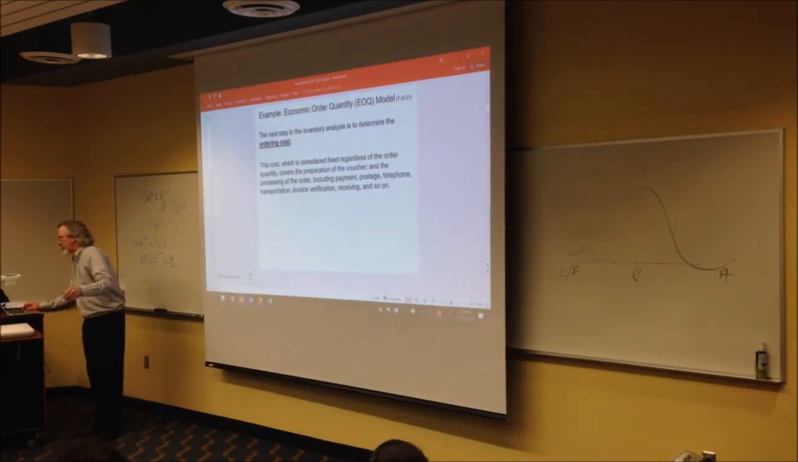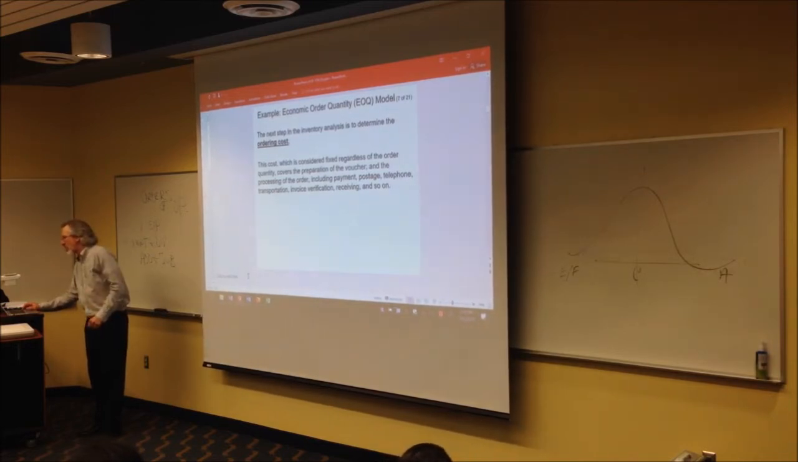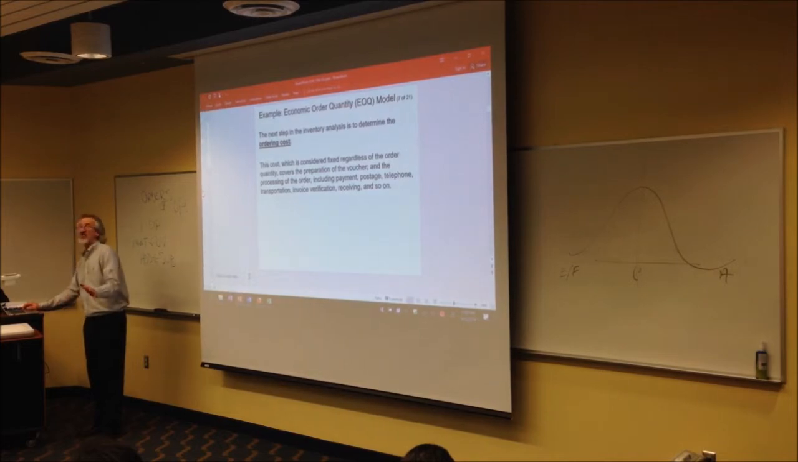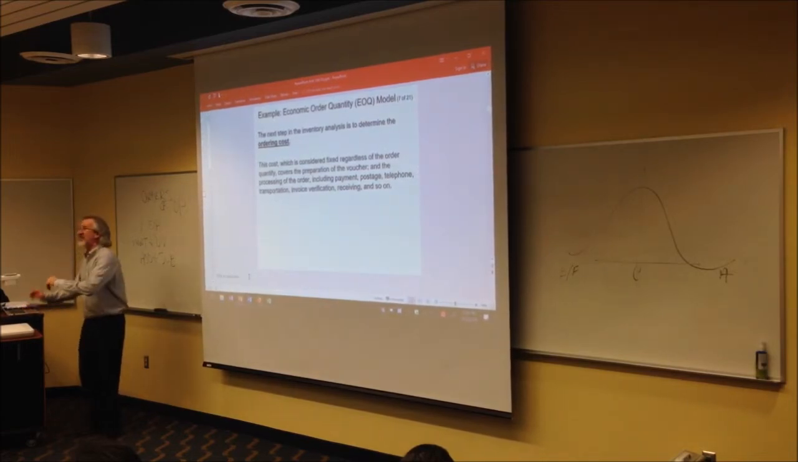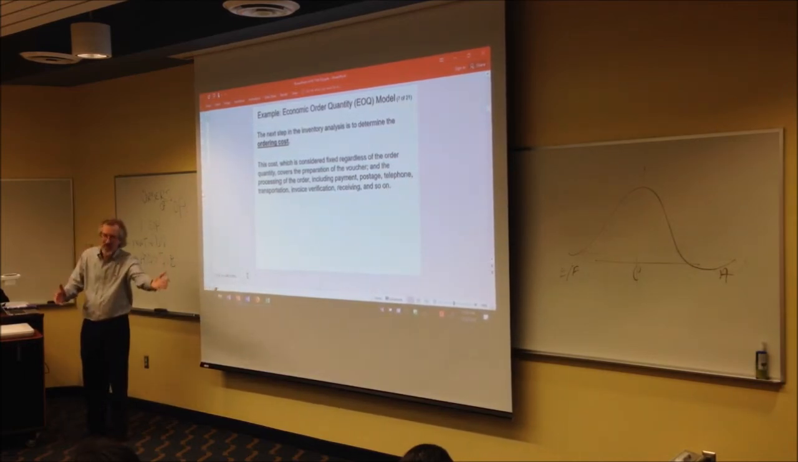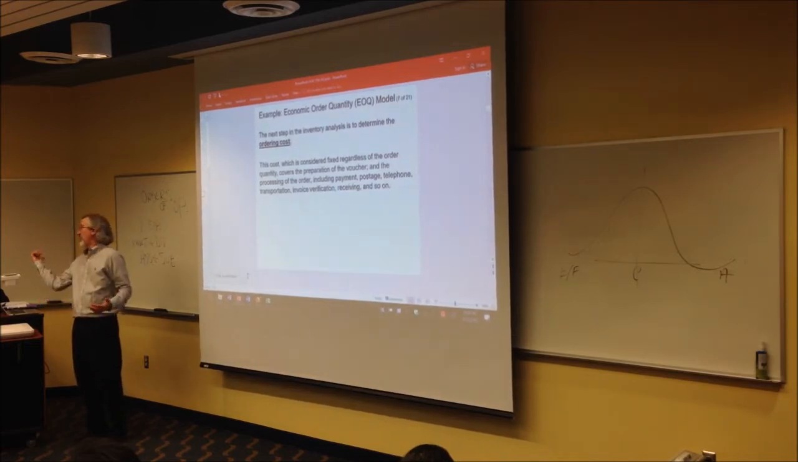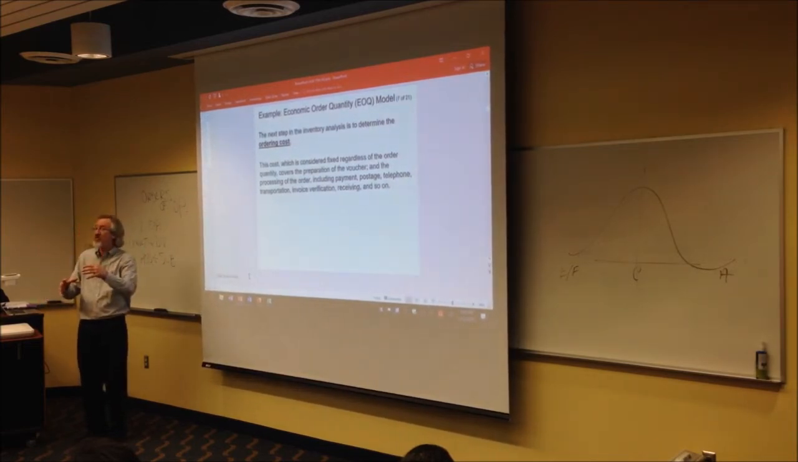This cost is considered regardless of the quantity. You've got putting together the voucher, processing the order, payment and postage, telephone, transportation. The biggest cost is the employees involved. That's always been the case when I put together ordering costs. There's a warehouse person involved, a person in accounting involved. I'd have to go to payroll, see what they get paid, and ask what's the average amount of time you put in to put the order together. Multiply it, and figure out what the pay is just for that time, including benefits. I have to figure out the cost of benefits.